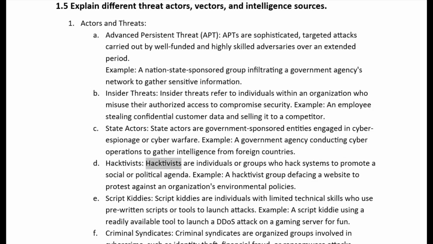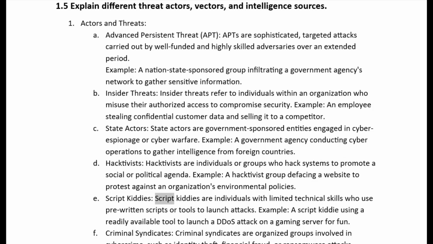Hacktivists. Hacktivists are individuals or groups who hack systems to promote a social or political agenda. Example: a hacktivist group defacing a website to protest against an organization's environmental policies.